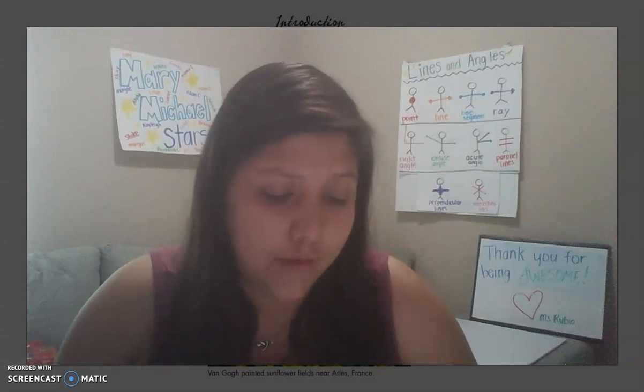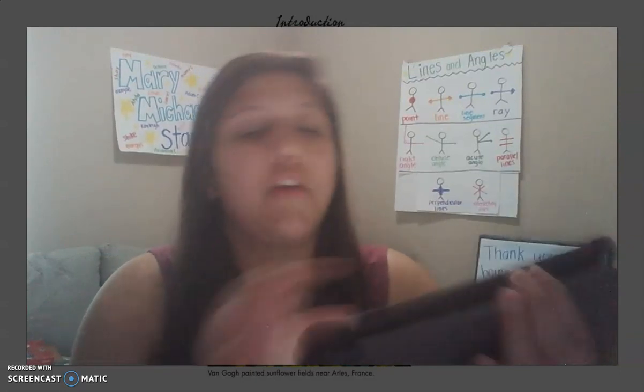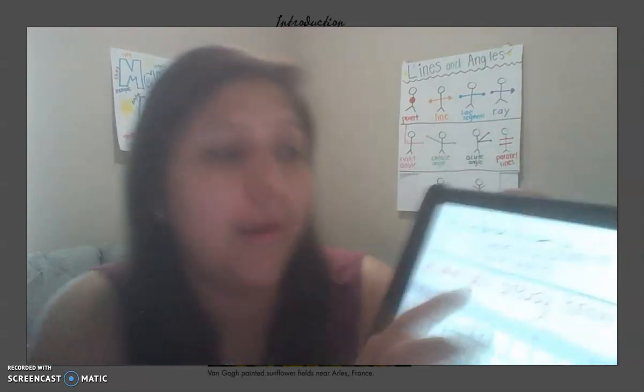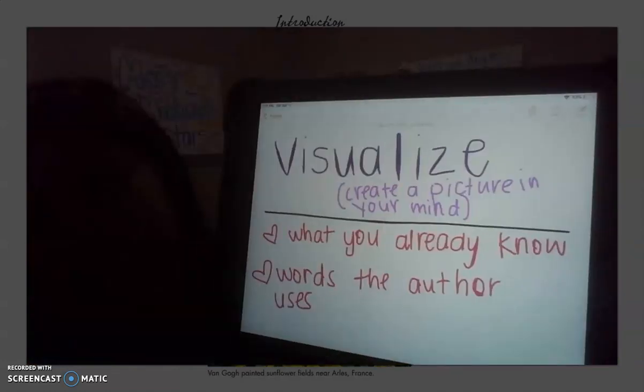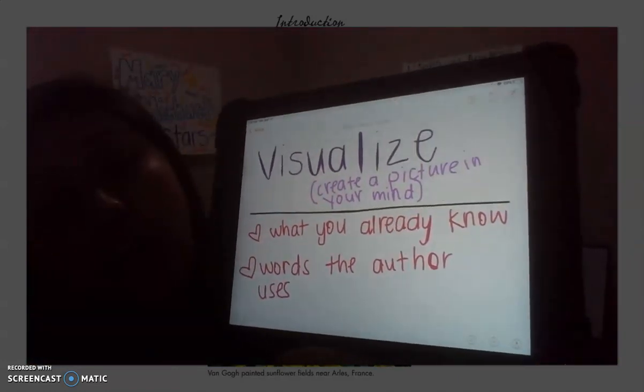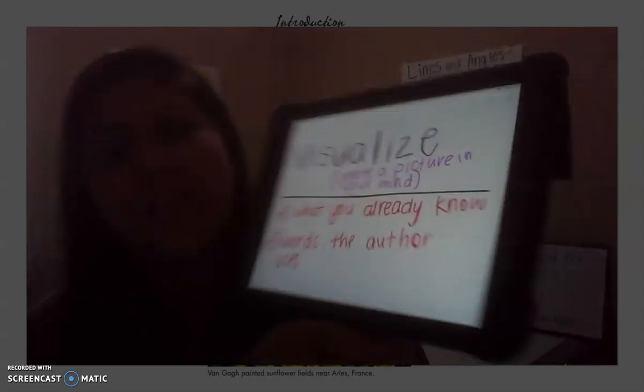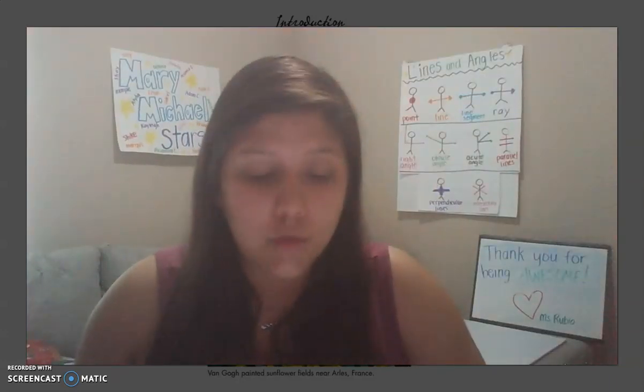If all of us were sitting at a table and I had you share what you're visualizing, every single one of you would probably visualize something a little bit different. We would have some things that are similar, but most of our visualizations would be different. So to visualize something is to create a picture in your mind by using what you already know and the words that the author uses. Sometimes it's hard to visualize things. So to help me visualize, I actually drew a picture, which is something you can do to help you understand.